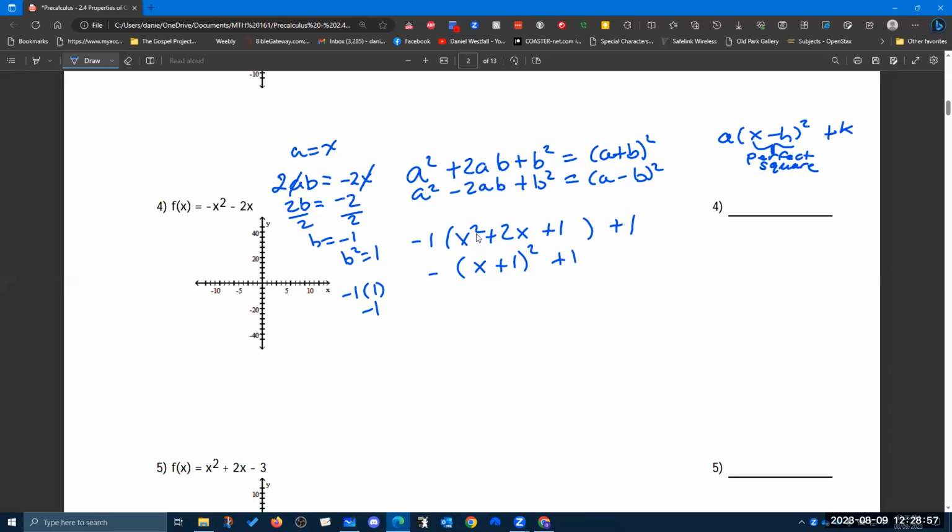That tells me that my vertex is going to be at -1, 1. And I've got a reflection here, so I'm going to multiply all my traditional y values by -1. So I'm going to go right 1, down 1, and I'm going to go left 1, down 1. So there should be an x-intercept at -2, 0, and there should be an x-intercept at 0, 0.